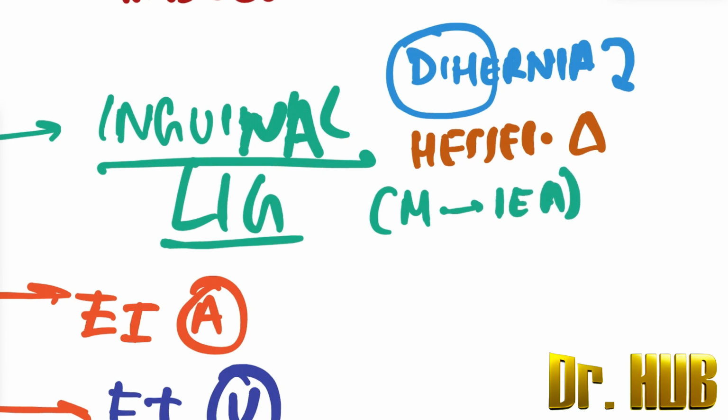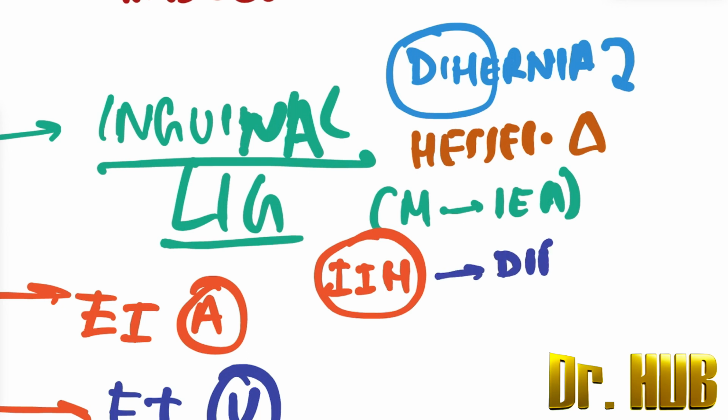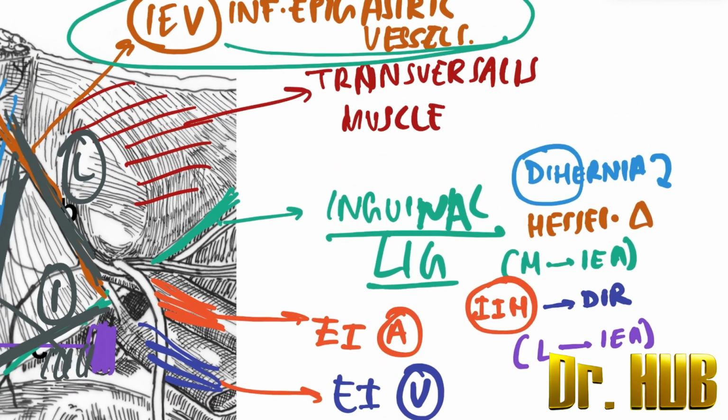Then comes the indirect inguinal hernia. The indirect inguinal hernia enters the deep inguinal ring, and hence it is lateral to the inferior epigastric artery. So there are some important points to note.